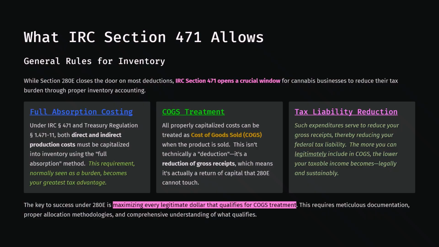But, and this is important, this isn't a loophole or a free-for-all. The IRS expects you to use a defensible costing method, keep detailed records, be consistent from year to year, and back up your allocations with logic such as time studies, square footage, or batch reports. Done correctly, 471 is one of the few tools cannabis businesses have to stay compliant and competitive. So while 280E hurts, 471 offers a way to fight back strategically, legally, and defensively.